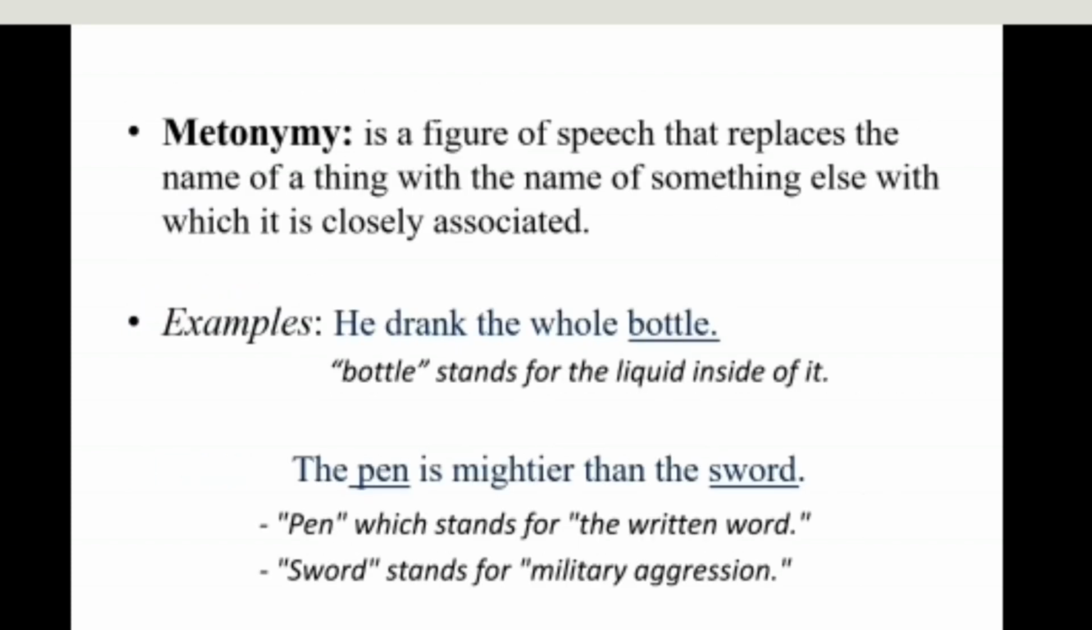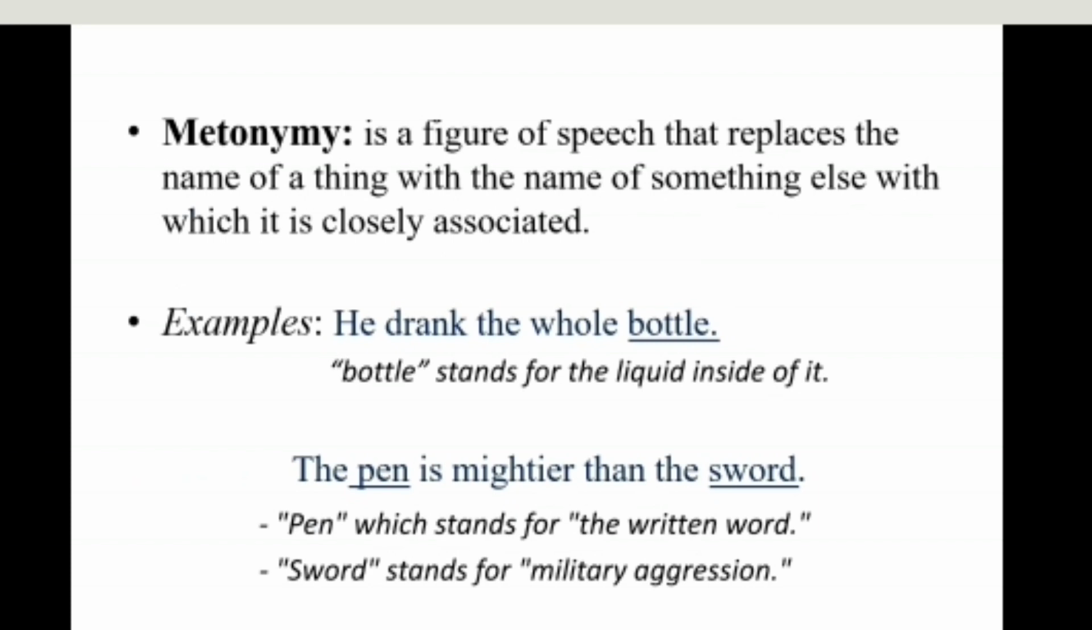The last lexical relation dealt with is metonymy, which is a figure of speech that replaces the name of a thing with the name of something else that is associated with it. For example, we say he drank the whole bottle. The bottle here is a metonymy of the liquid that is inside the bottle. We cannot actually drink bottles as objects. That's absurd, literally. But here, the word bottle is used as a metonymy to refer to the liquid inside of it.